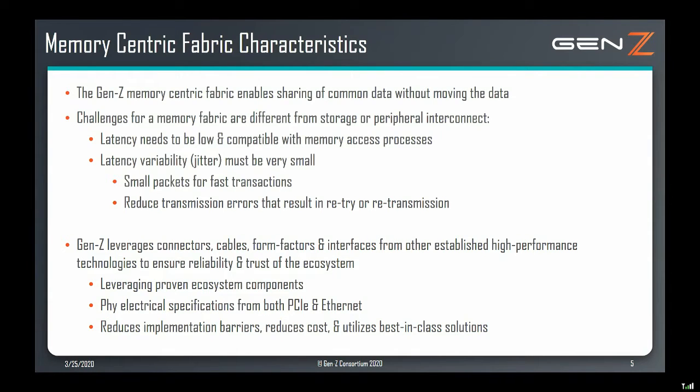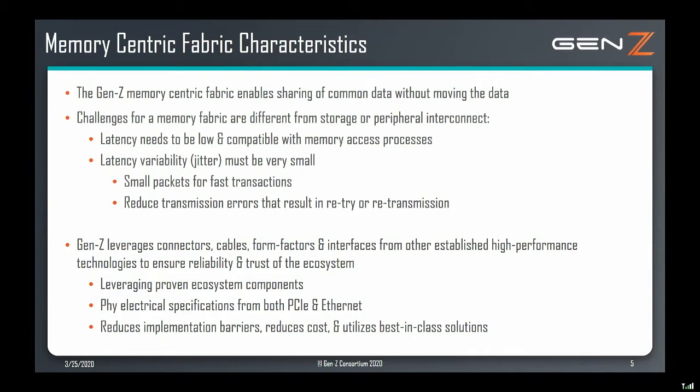So, latency jitter. To address this, we have to minimize transport errors. Those errors can result in a corrupted data transaction and result in a retry. And that's where this term jitter comes in. It's retrying events that cause a longer response time than if there was no error.